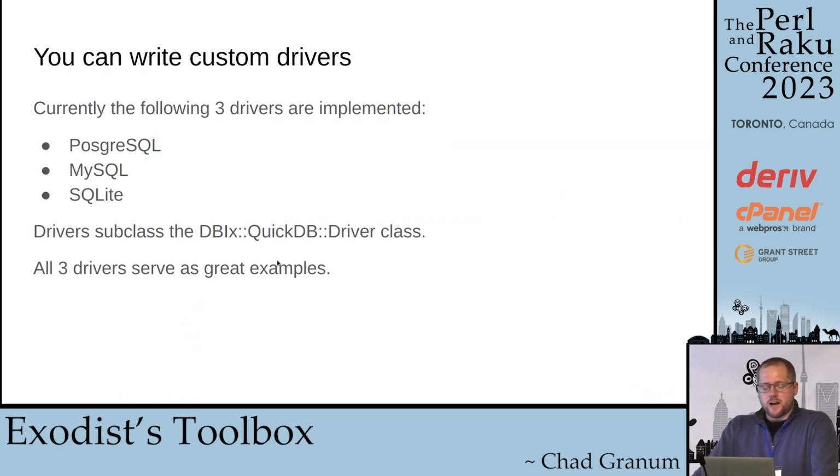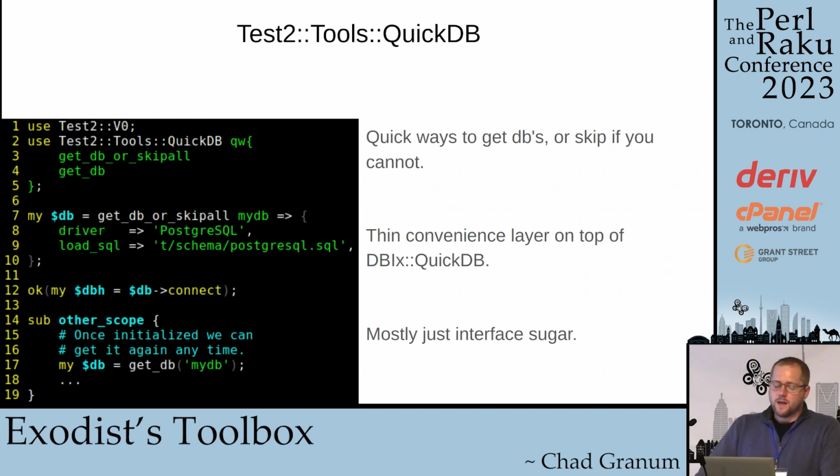You can write custom drivers. Currently, we've got Postgres, MySQL, and SQLite. They all work by subclassing the DBIx QuickDB driver class, and all three are great examples if you're looking to add a driver. There's also Test2 Tools QuickDB, which are handy testing interfaces for getting your databases. In this case, we've got like get_db or skip_all. That way you skip your test if you say you don't have MySQL installed on the system.